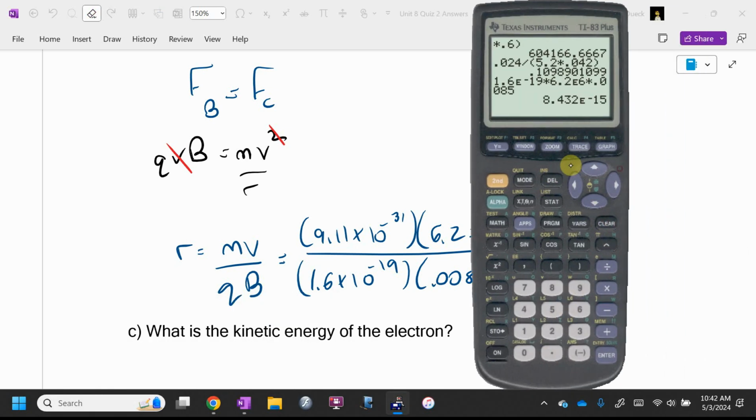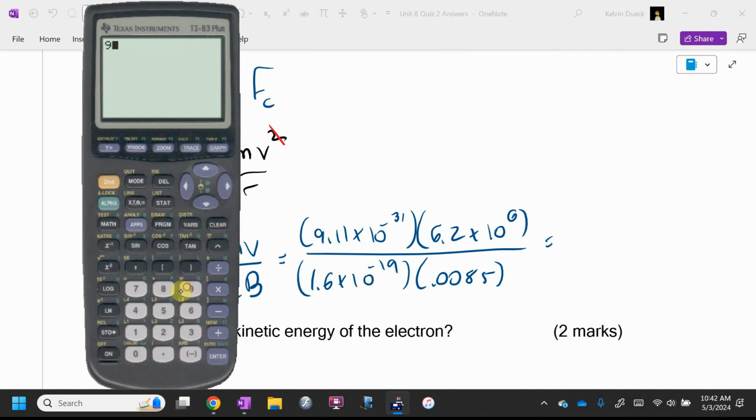Here I get an answer I'm kind of meh on. I like my answers to be reasonable. 9.11 times 10 to the negative 31 times 6.2 times 10 to the 6th divided by 1.6 times 10 to the negative 19 times 0.0085. Look for typos. I think that's good. Did you get 4.15 times 10 to the negative 3?